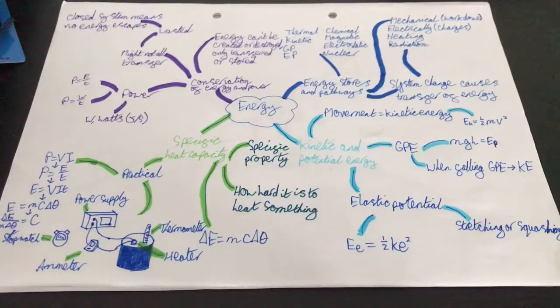So the first thing that we're looking at is the energy stores and pathways. So energy can be stored and it can be transferred between pathways. You've got several stores. You've got the thermal store, which is how much heat an object has. You've got the kinetic store, which is how much movement energy something has.